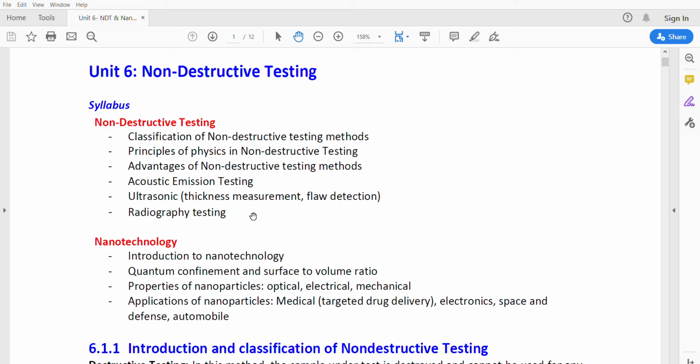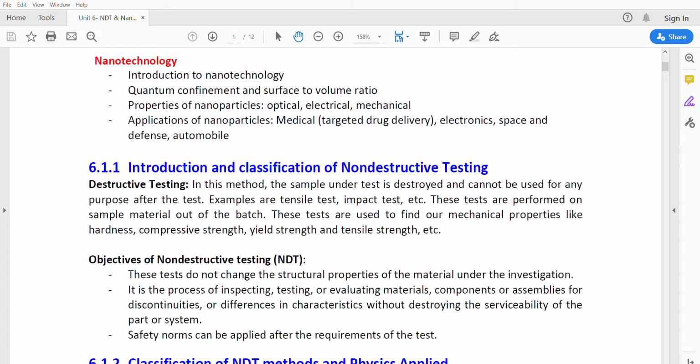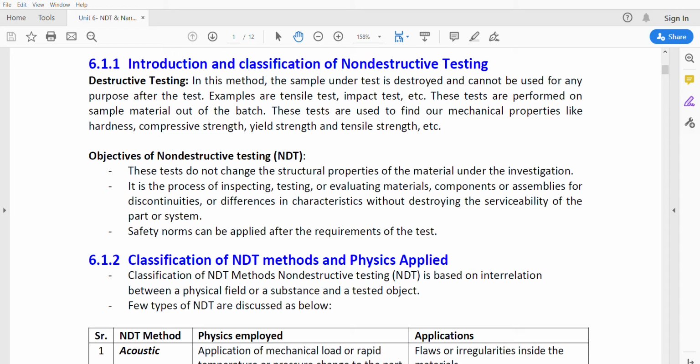The first thing, we go for the introduction. First we will let you know the definitions of destructive testing and non-destructive testing, and the objectives and the differences between NDT and destructive methods. We'll see what destructive testing is. In this method, the sample under the test is destroyed.